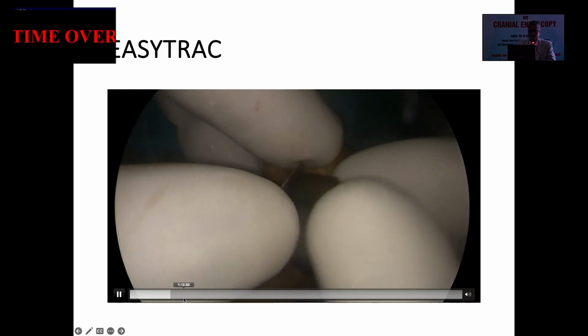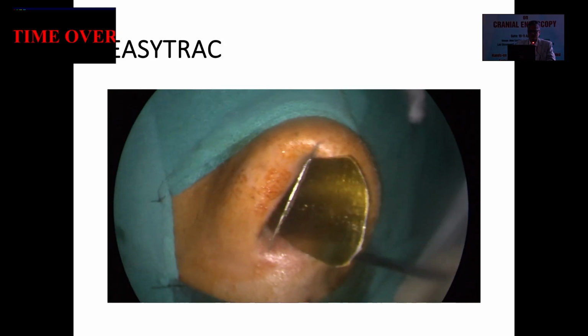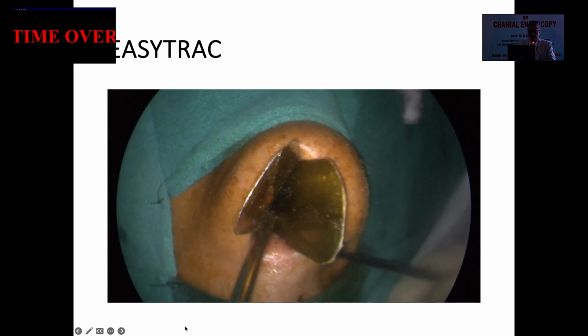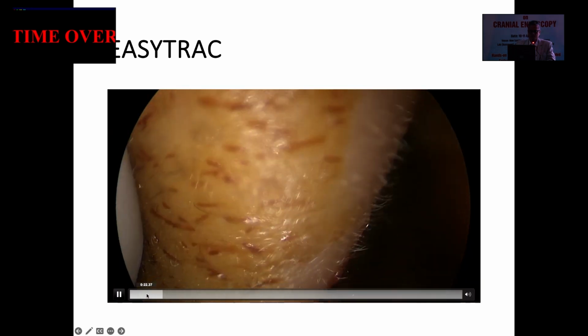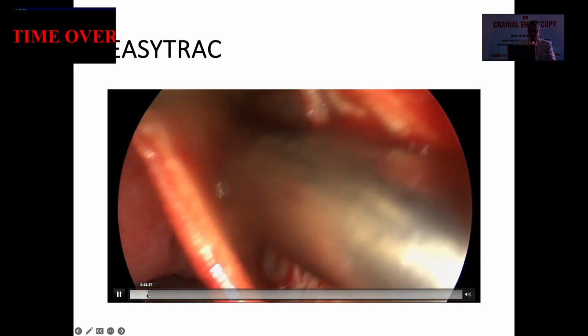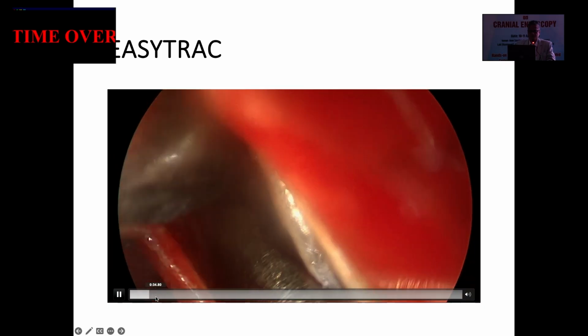So, and it was a very good retractor. So you just open it. So it had a wire which has to be pulled out. I'll just show you.